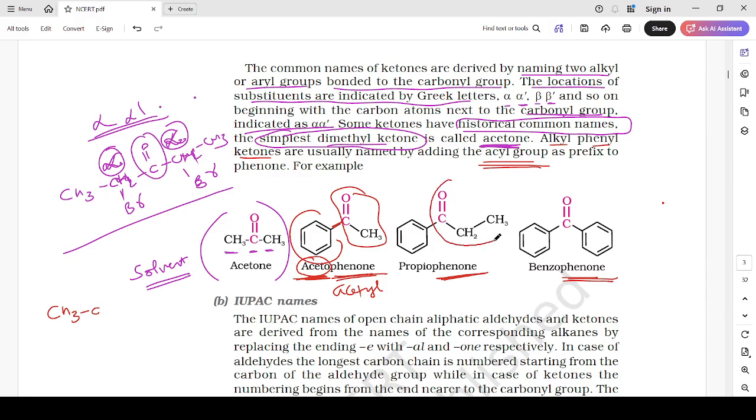How many carbons are there? Three carbons. Propane, right? So we say propiophenone. You can see you're ending them as O. Propiophenone. Next one, look at this. And there are two benzene rings here. So let me assume this is phenone, then this is benzene. Benzophenone.